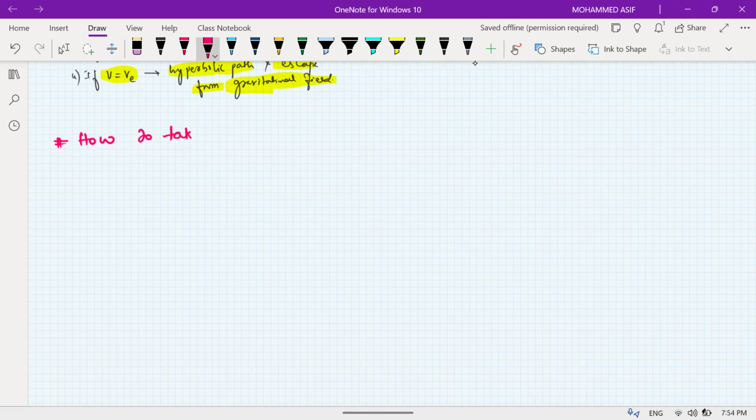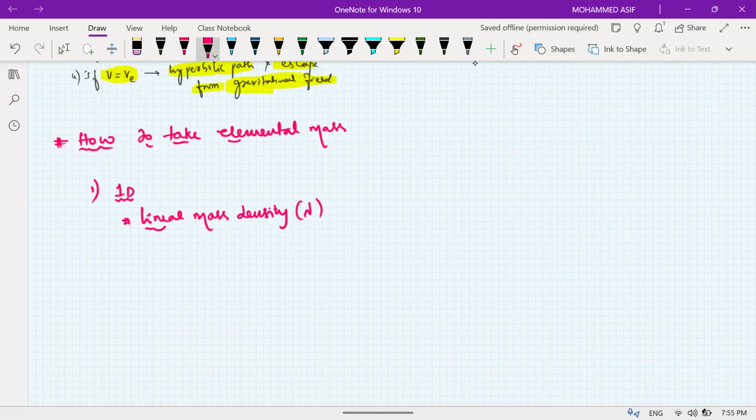How to take elemental mass. Okay, first, one dimension bodies. We defined a term here called linear mass density, represented by the letter lambda. That means mass per unit length. So lambda is equal to dm divided by dx. Unit is kg per meter.